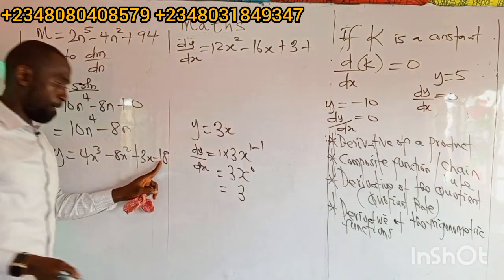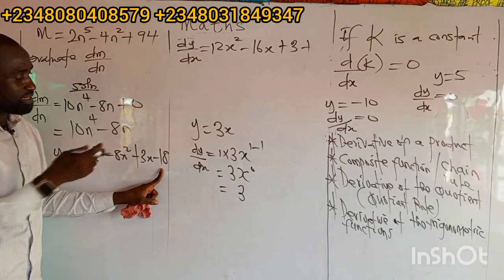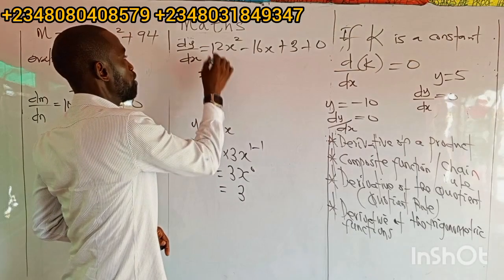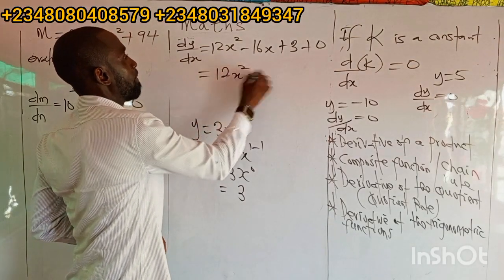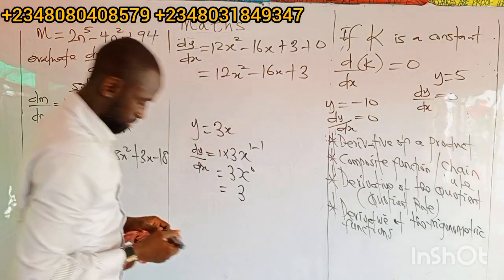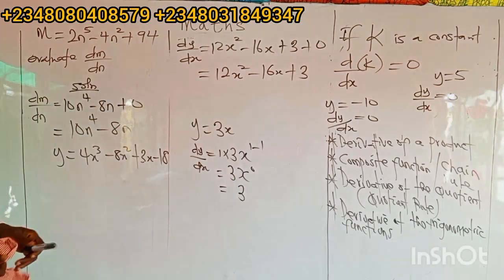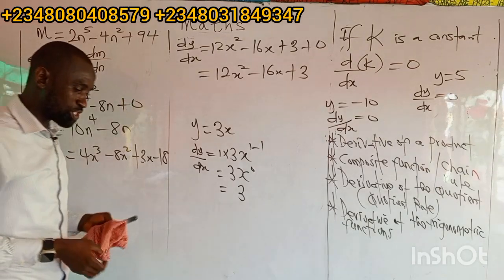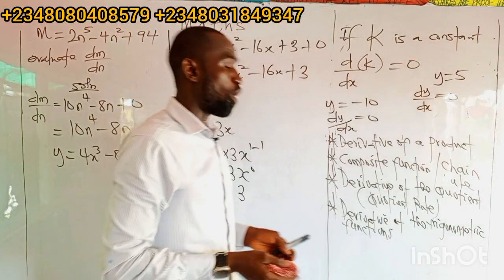Then plus minus 18 is a constant. The derivative of the constant will give us 0. So our final answer here will be 12x squared minus 16x plus 3. So we are done with the derivative of a constant. So let's go to the next, which is the derivative of a product.